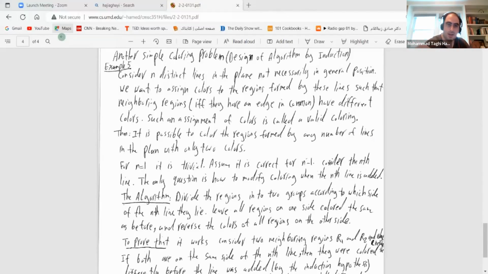Good. So here we are designing algorithms by induction. This is the one that I have measured. So what is the problem?